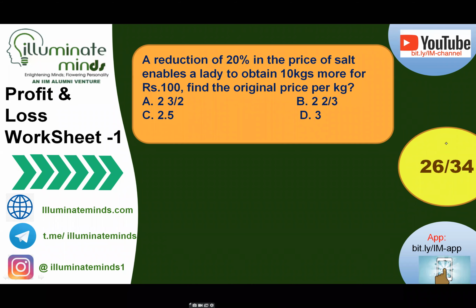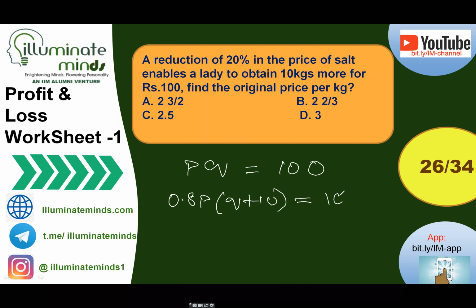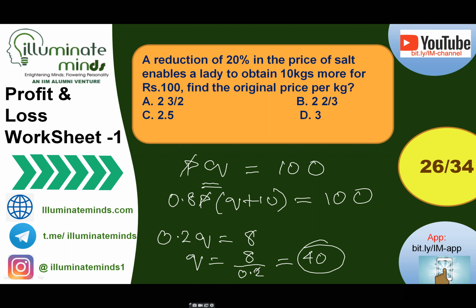A reduction of 20% in the price of the salt enables a lady to buy 10 kg more. Again, the same question. Price, quantity. So P into Q is equal to 100 rupees. 0.8P into Q plus 10 is equal to again 100 rupees. I will put this equal to this. P will again get cancelled. 0.2Q is equal to 8. Q is equal to 8 upon 0.2. That makes it equal to how much? 40. So quantity is equal to 40.